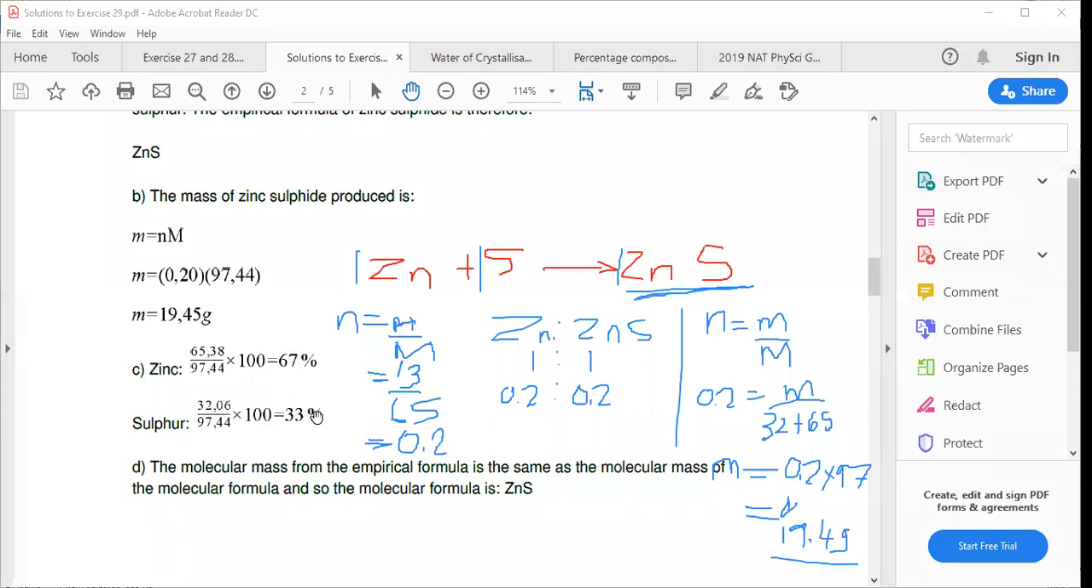Are you fine? Right, so this is the initial one that we've done. I think percentage composition is what we did when we started this topic here.